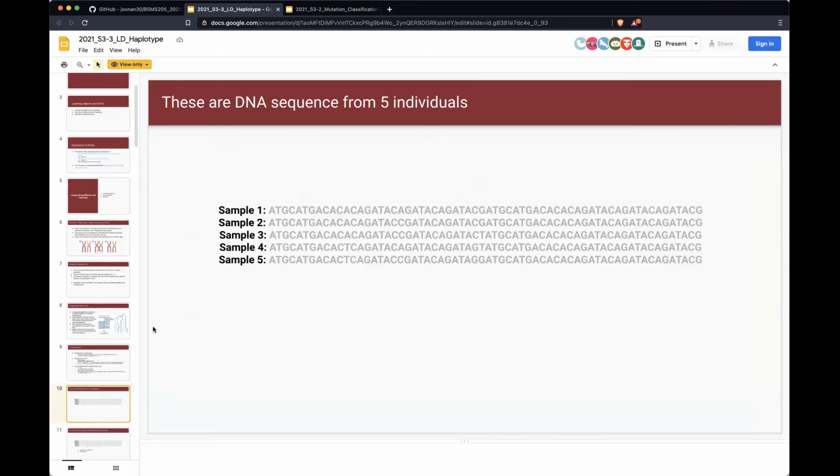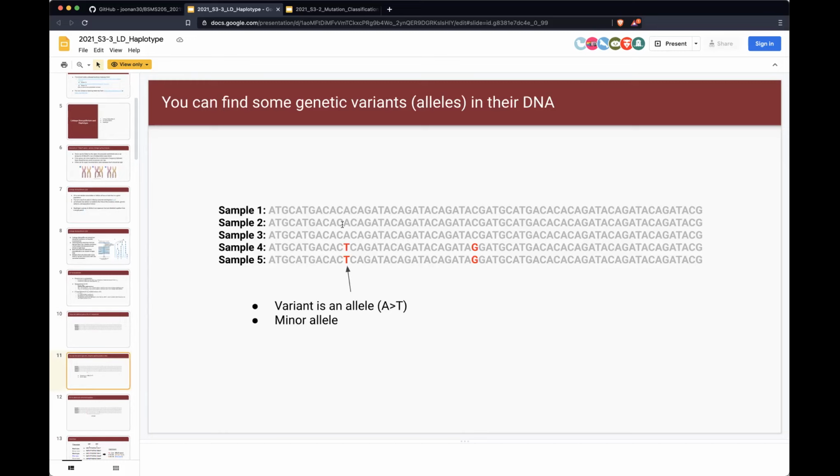Okay, so let's look at the DNA sequences from 5 individuals. You collected 5 people from the population, right? Each person has their own DNA sequence, and we put it into haploid information, so one strand of them. This is the first person, second person, third person, fourth person, and fifth person. If you look at this certain area, these 3 people have the A allele on this locus, but these two people have the T allele in this position, right?